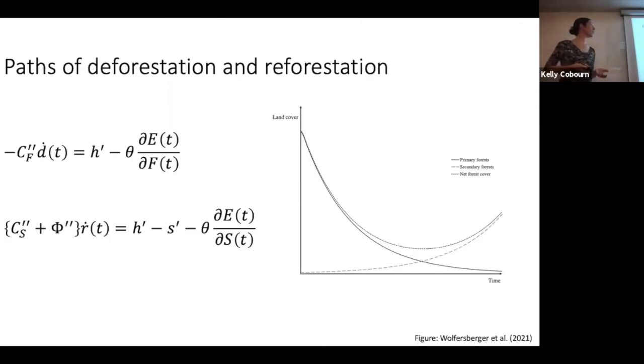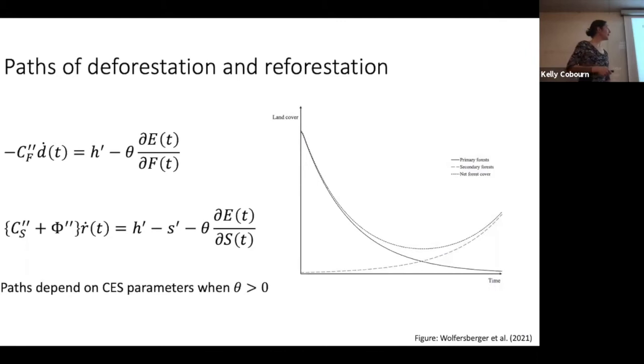Looking at this forest transition model, we can derive expressions that characterize the paths of deforestation and reforestation. These paths are similar to what was derived by Wolfersberger et al. in this recent paper published in Environment and Development Economics in 2021. The results are similar in the sense that the paths of deforestation and reforestation depend on the relative rents in agriculture and the rents earned from ecosystem services provided by primary forests. For secondary forests, we also have secondary forest harvesting rents that affect the optimal path of reforestation.